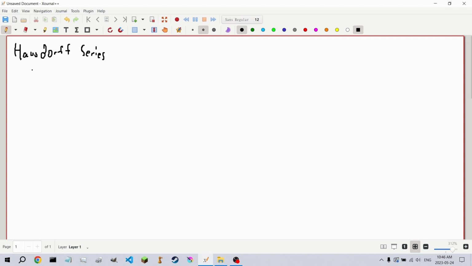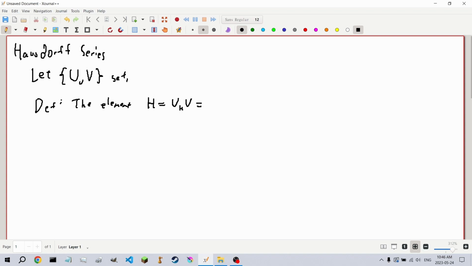So we start out with a set of two elements, two indeterminates, say u and v. And definition: the element h corresponding to our old u, it's kind of like a fake addition with v, which was log of the exponential of u times the exponential of v.